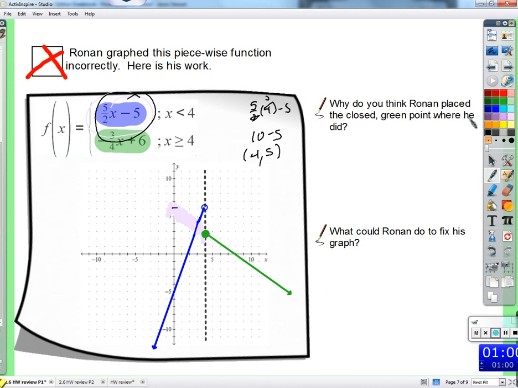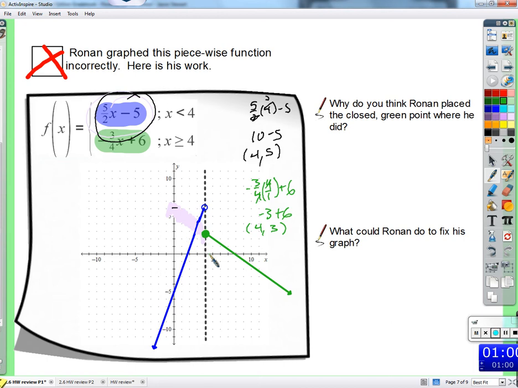Same thing for the green function. I can plug in 4 into that to see where it lands on this border. Okay. So negative 3/4 times 4 plus 6. Canceling, negative 3 plus 6, that's 3. So you get the point 4 comma 3. We are supposed to plug 4 into this function for the piecewise function. So we'll get a closed circle at 4, 3. You can see it's at 4, 3.